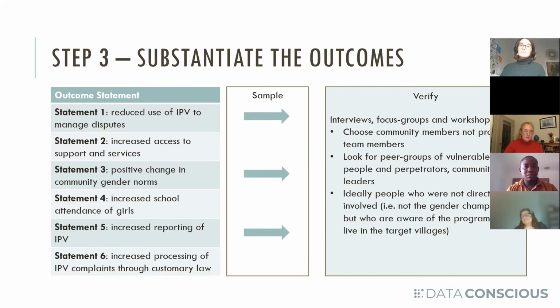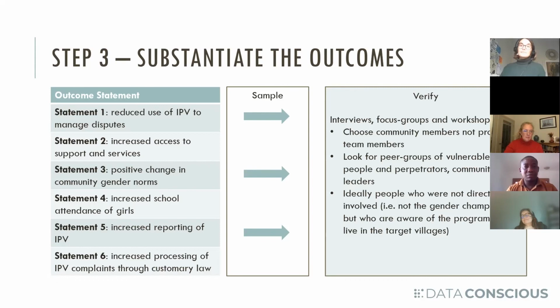So when you've identified which statements you need to verify, you need to make some kind of selection approach to interviewing such people, running focus groups or workshops. Of course, ethical questions and methodological questions about how you make that selection are big and important, and you need to look at some of the background literature on how to do that. But really you want to focus on choosing community members, looking for peer groups of vulnerable people.